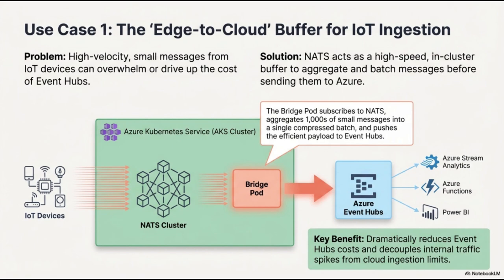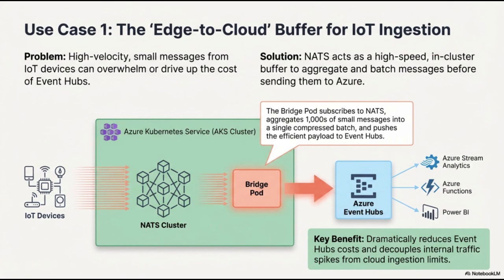As the diagram illustrates, IoT devices send their data into a NATS cluster. From there, a specialized bridge pod subscribes to these NATS streams. This pod aggregates thousands of these small individual messages into a single compressed batch, pushing an efficient payload to Azure Event Hubs. Once the data reaches Event Hubs, it is distributed to downstream services such as Azure Stream Analytics, Azure Functions, and Power BI. The key benefit of this approach is twofold.